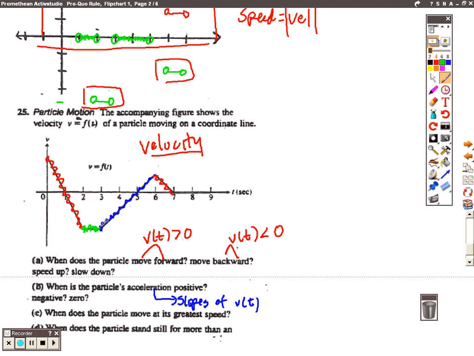So in the red region, the acceleration is negative. In the blue region, acceleration is positive. And in the green region, acceleration is 0.